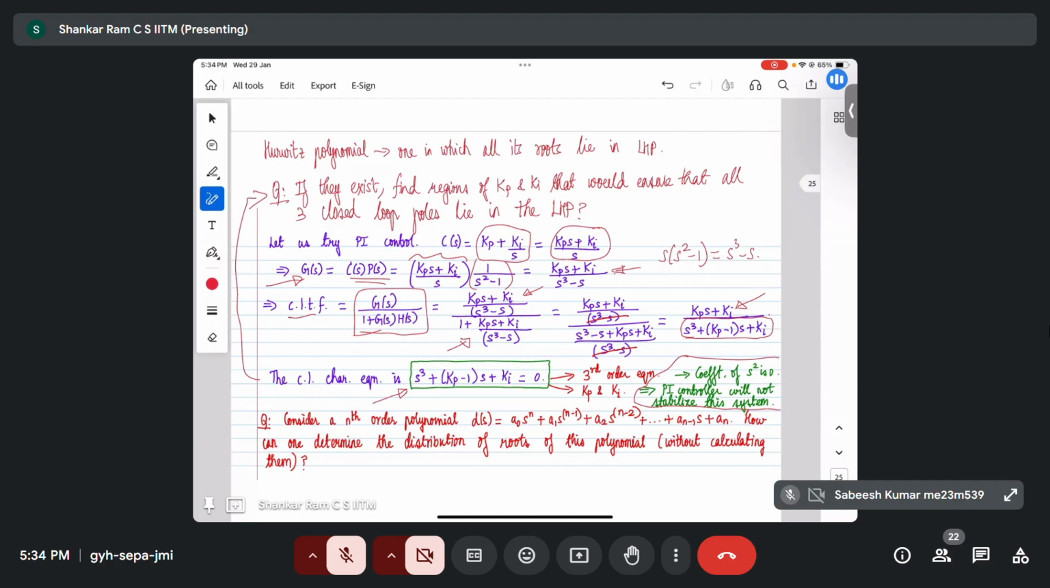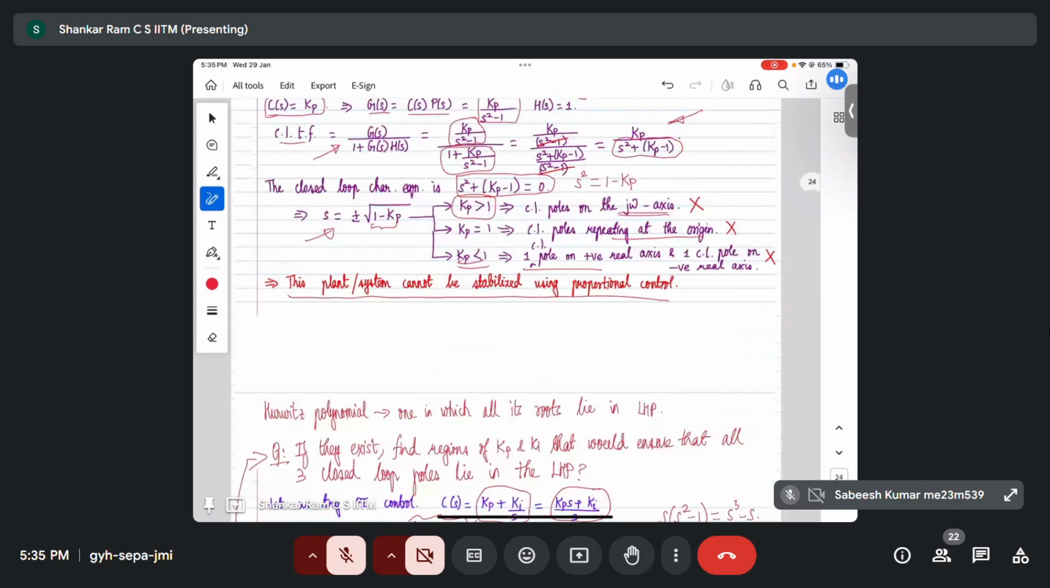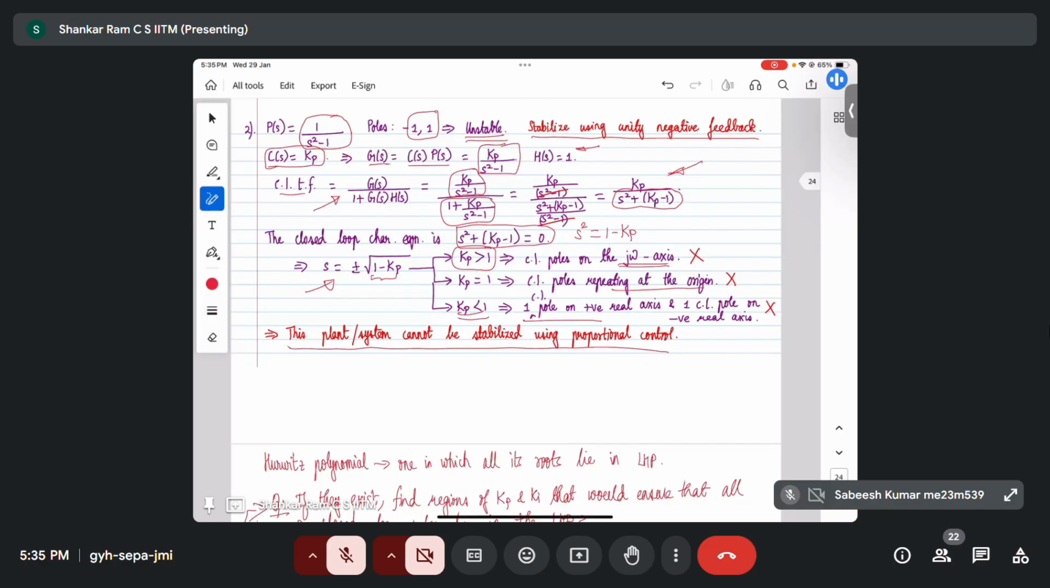Suppose you and I consider an nth order polynomial, which is given by a0 s to the power n plus a1 s to the power n minus 1, all the way till a(n minus 1) s plus an. This is an nth order polynomial. n can be any positive integer. In this example which we considered, n was 3.